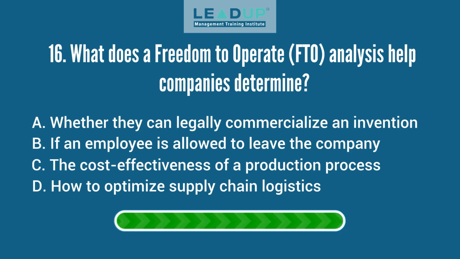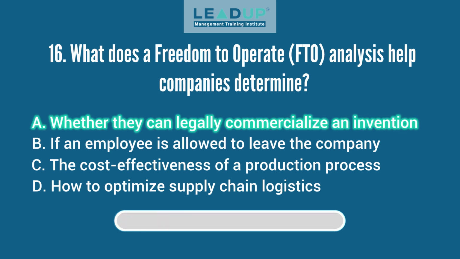What does a freedom to operate FTO analysis help companies determine? A. Whether they can legally commercialize an invention. B. If an employee is allowed to leave the company. C. The cost effectiveness of a production process. And D. How to optimize supply chain logistics. Answer: whether they can legally commercialize an invention.